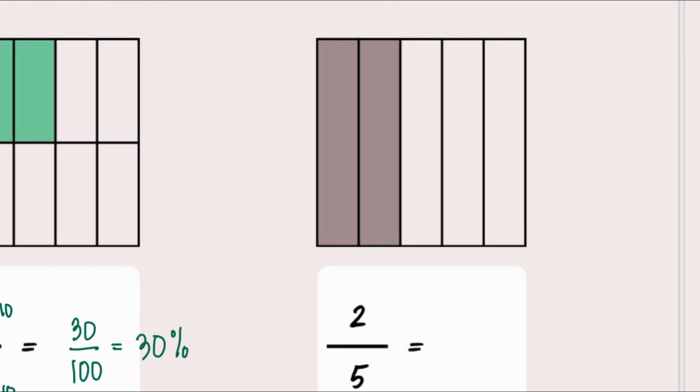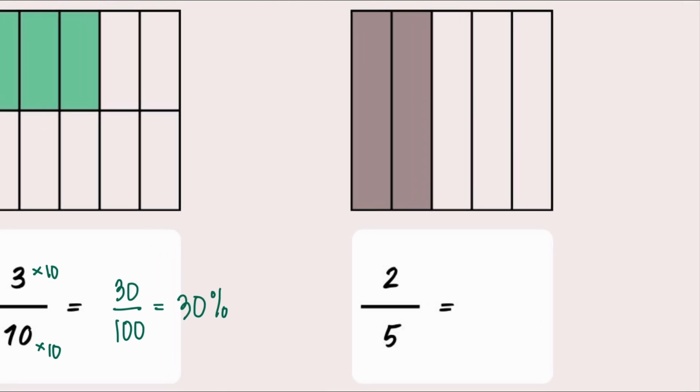The next fraction is 2/5. So your denominator here is 5. So we need to multiply 5 by a number that will give us 100 as its denominator. So we multiply this by 20 because 5 times 20 is 100. That's what we are looking for as our denominator. So times 20 also for your 2. That will give you 40. And that is equal to 40%.